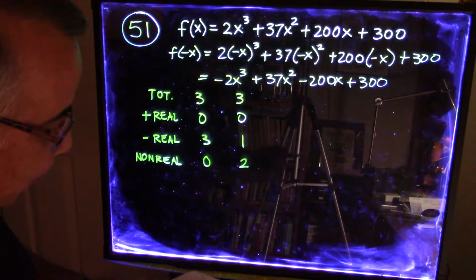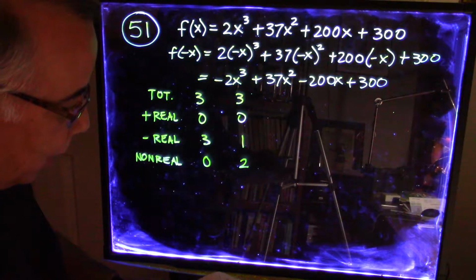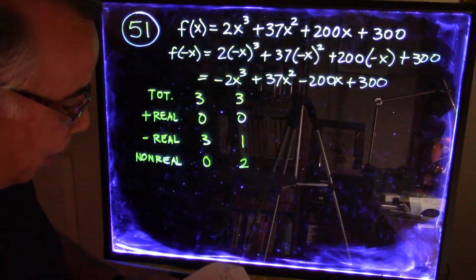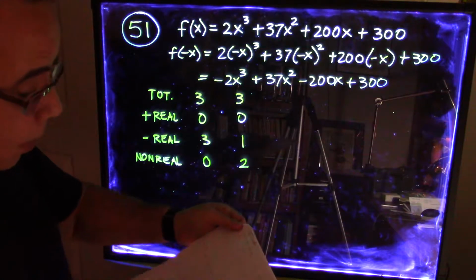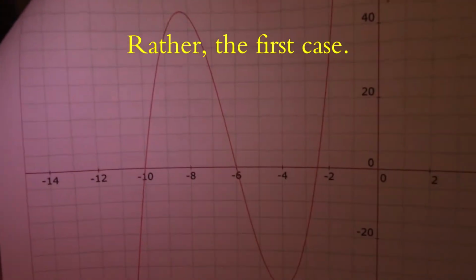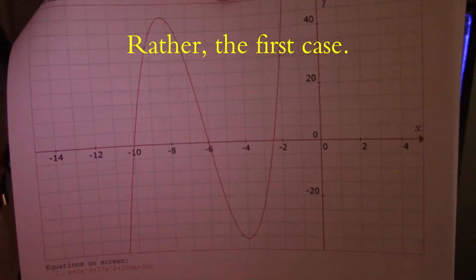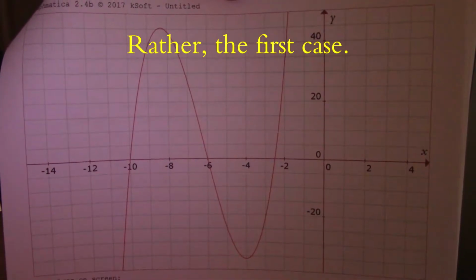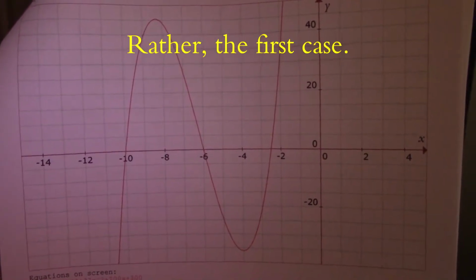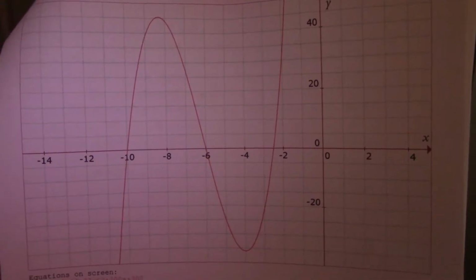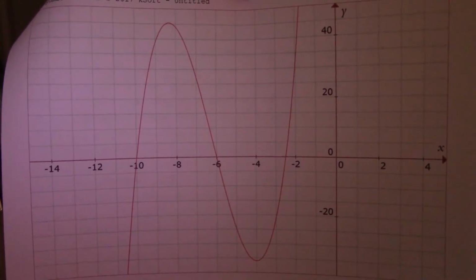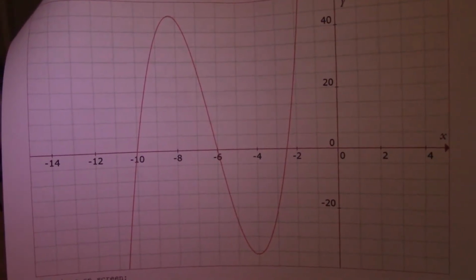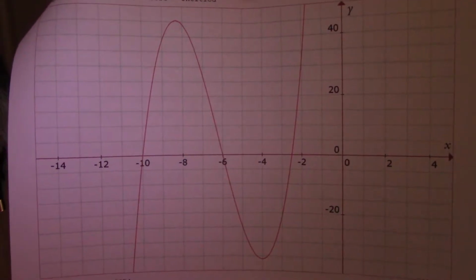All right. So if we graph this, let's see what we have. And it turns out that the second case is correct. We've got 3 negative real zeros. As you can see, these 3 negative real zeros are to the left of the y-axis, and that's what we've got.